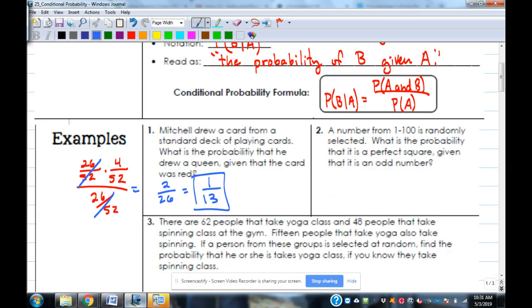So there are 50 odd numbers. So we could narrow it down to 50 numbers. And then there are how many odd ones in the list of perfect squares? Y'all said 5 of them.